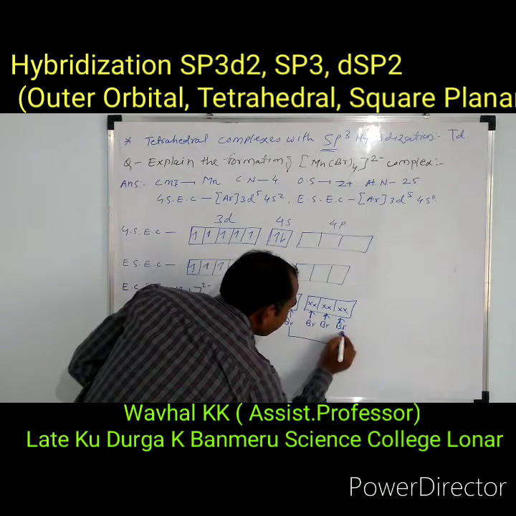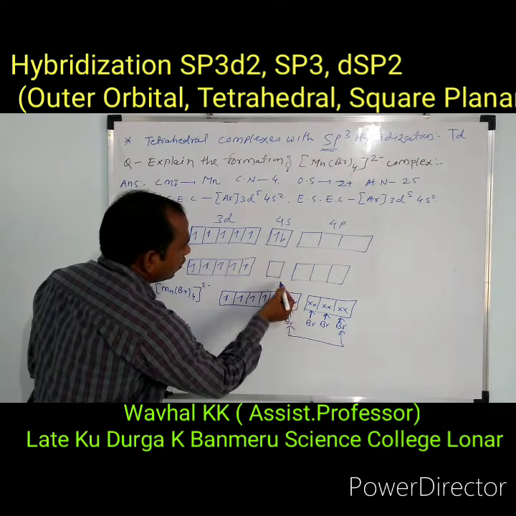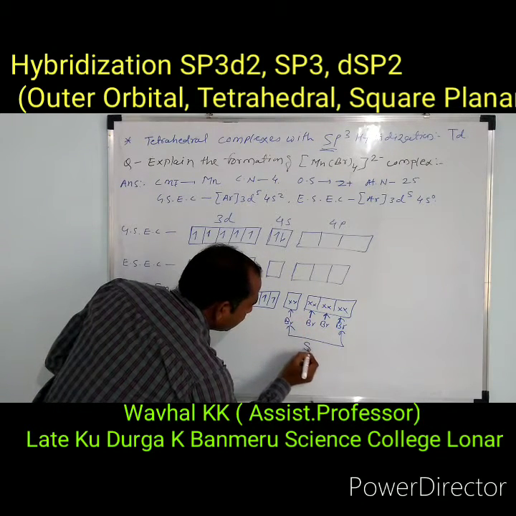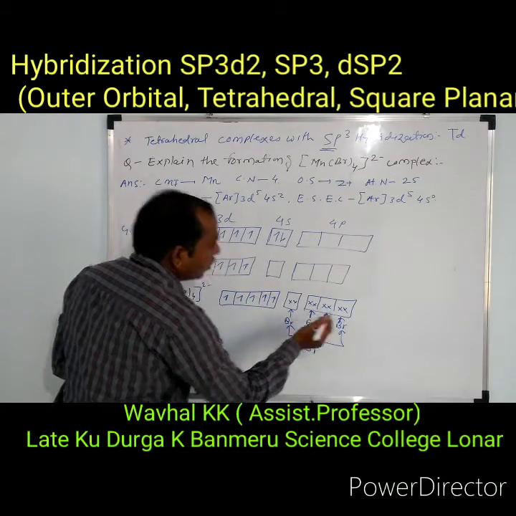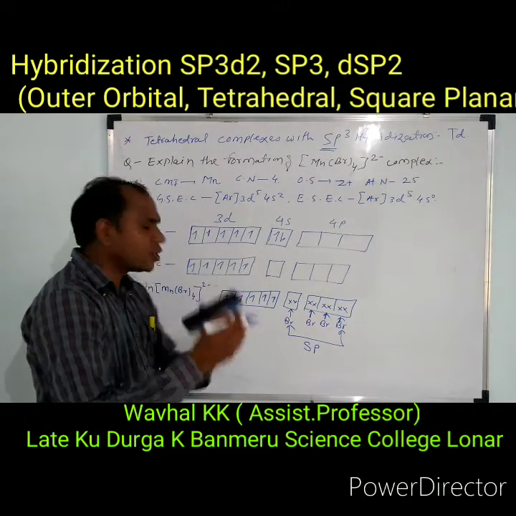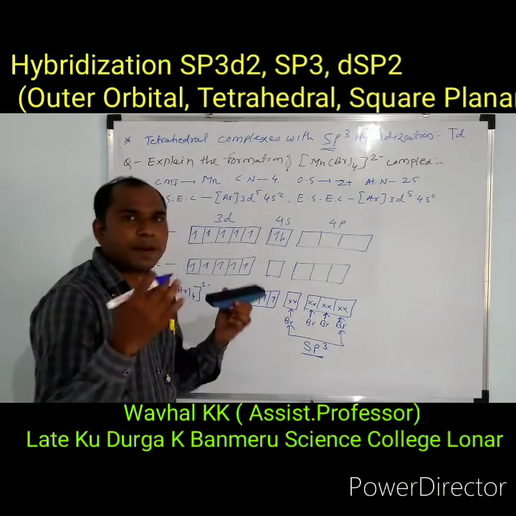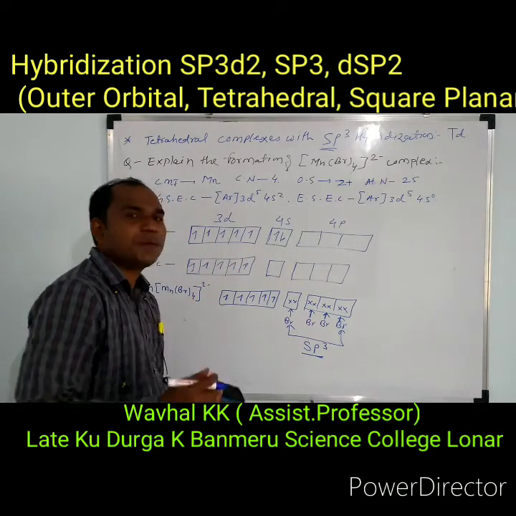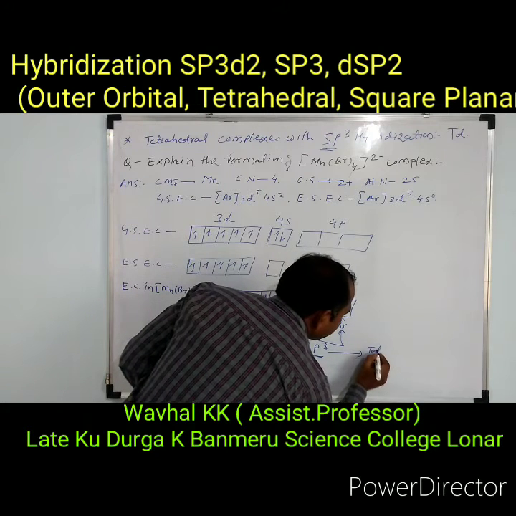See here what happens when one s orbital and p orbitals, how many? 1 2 3, combine together. When one s orbital and 3 p orbitals combine, there is formation of sp3 hybridization. If the complex has sp3 hybridization, then it acquires the tetrahedral geometry.